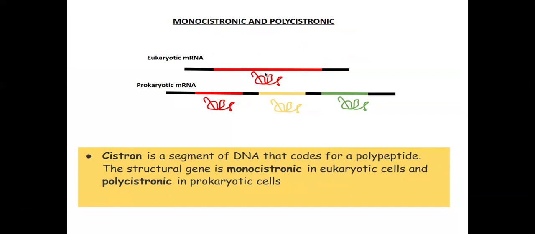Here you can see the difference between a monocistronic and a polycistronic structural gene. If it has one cistron capable of coding for one polypeptide, we call it a monocistronic gene, which is often the case for eukaryotes. It is polycistronic if this structural gene here, this is your full structural gene, is divided into three cistrons in this case, each coding for a polypeptide. So it is polycistronic in prokaryotes.